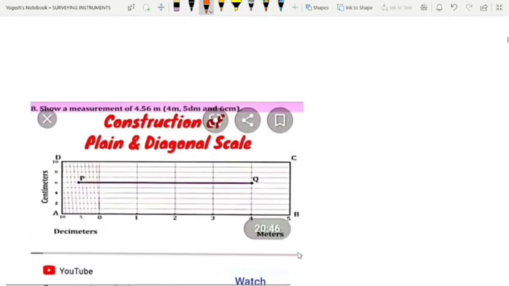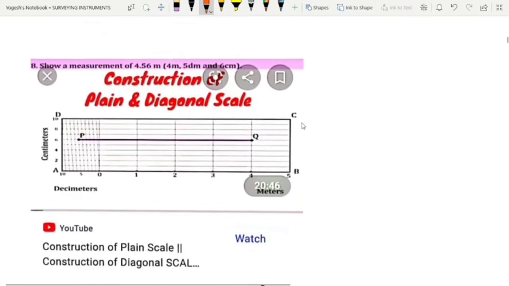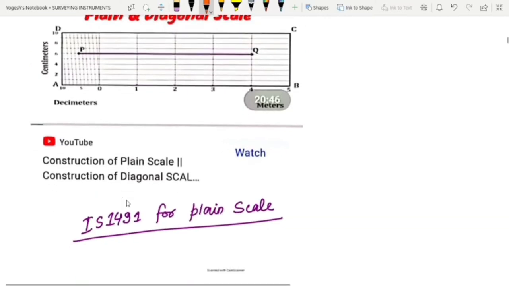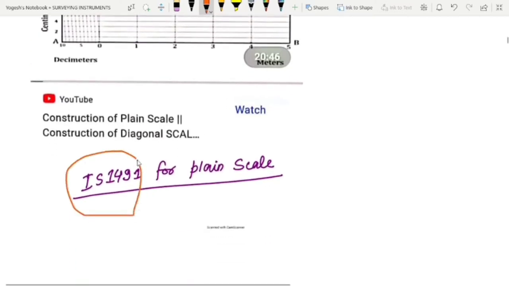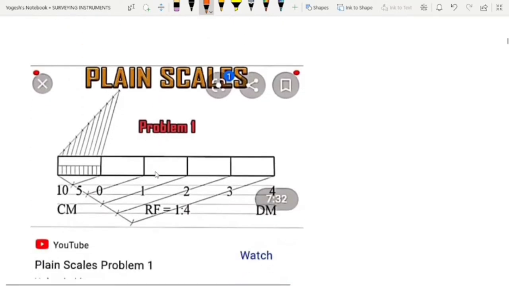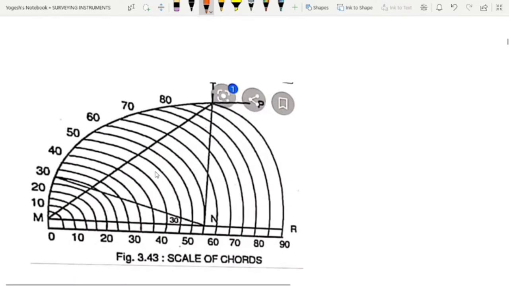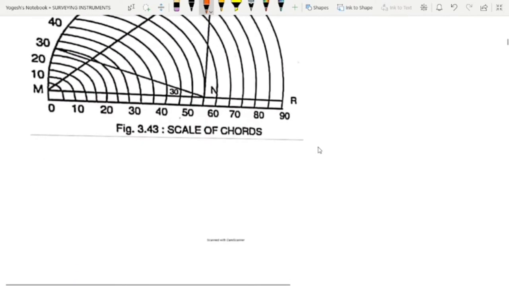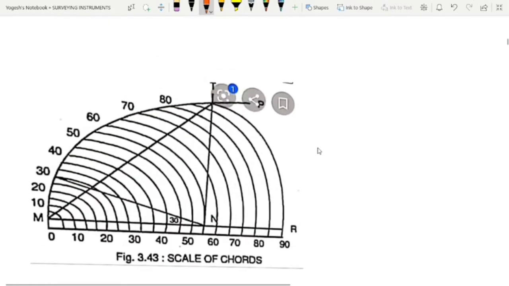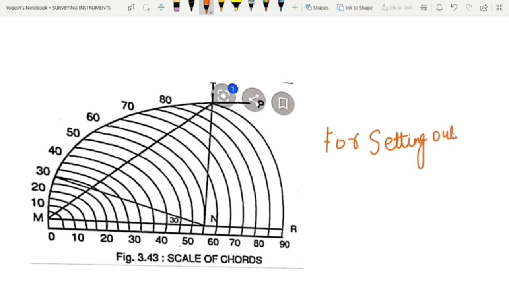This is a construction of the plane scale and diagonal scale. We had discussed construction of a plane scale and diagonal scale, and how their readings can easily be read. IS 1491 is used for the plane scale, that I have discussed earlier. This is also a plane scale. This is a scale of chords which is used for setting out of the chords, as we discussed in our chapter on setting out of the chords, scale of chords for setting out of the long chords.